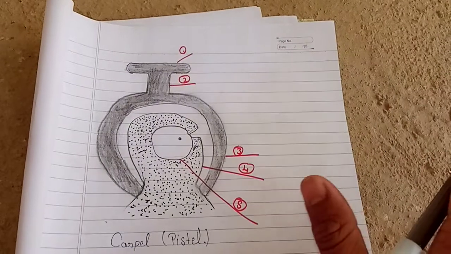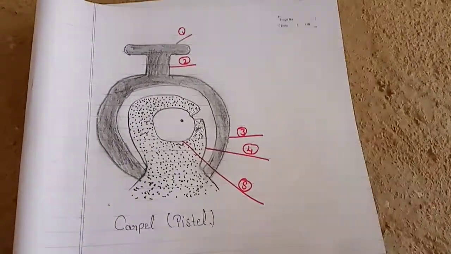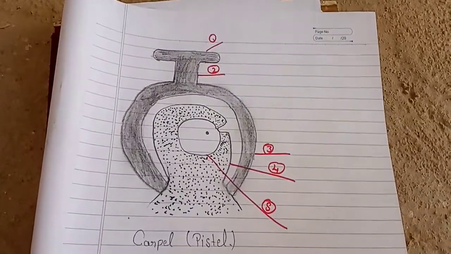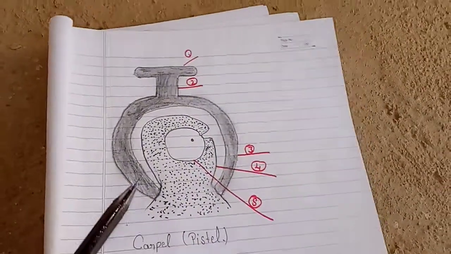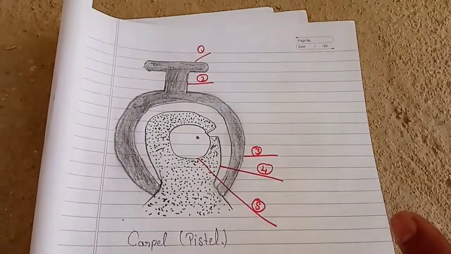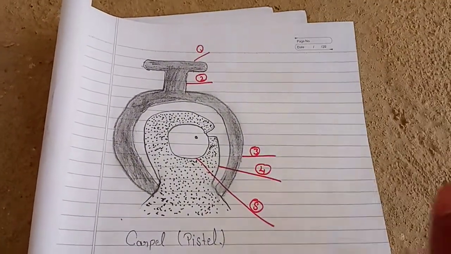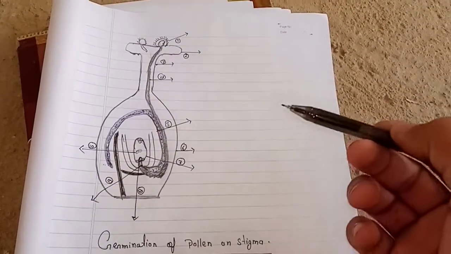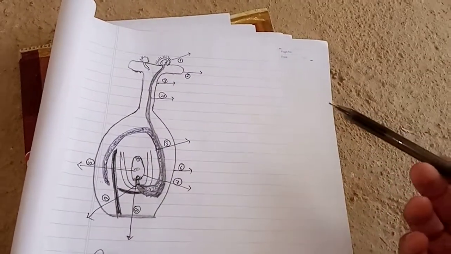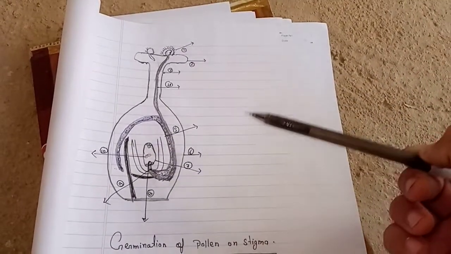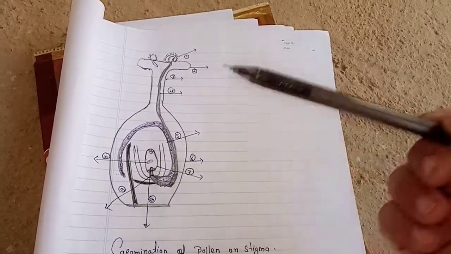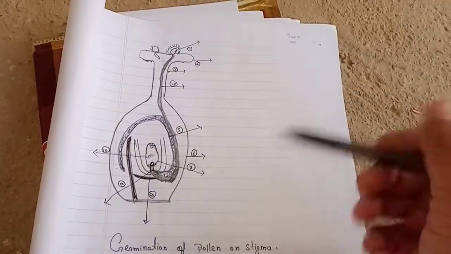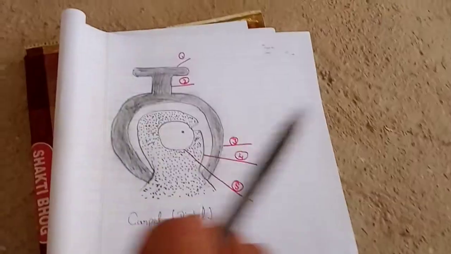So friends, this is the diagram of carpel. It has another diagram which is known as germination of pollen on stigma. We shall discuss that diagram in our next video, and this is another diagram of carpel. We shall discuss this diagram in our other video, and it is an important diagram for the CBSE exam paper 2021 because it is repeated many times. So let's discuss the diagram of carpel.